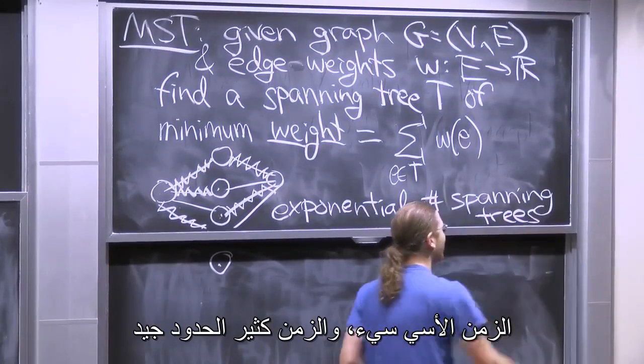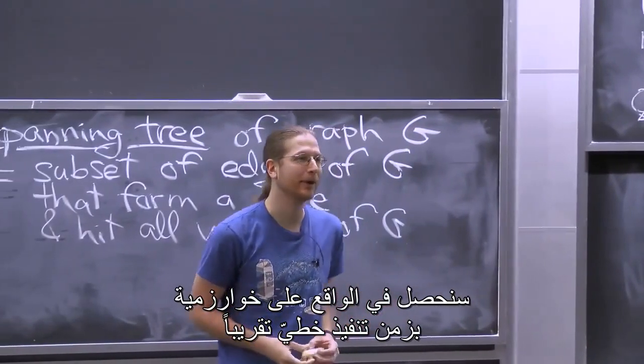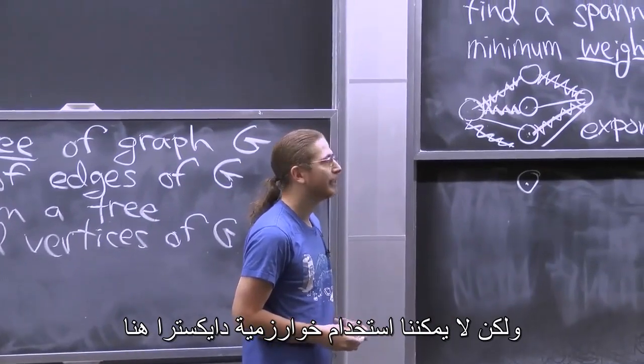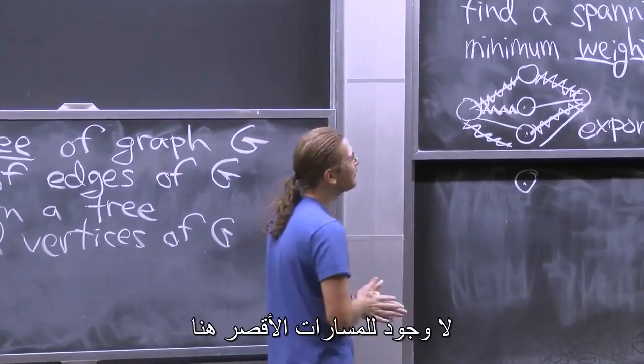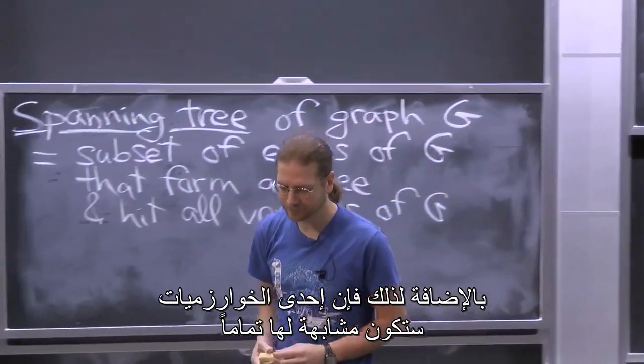Exponential bad, polynomial good. So today we're going to get a polynomial algorithm. In fact, we will get an almost linear time algorithm, as fast as Dijkstra's algorithm. But we can't use Dijkstra's algorithm. There's no shortest paths here. But one of the algorithms will actually look pretty similar.